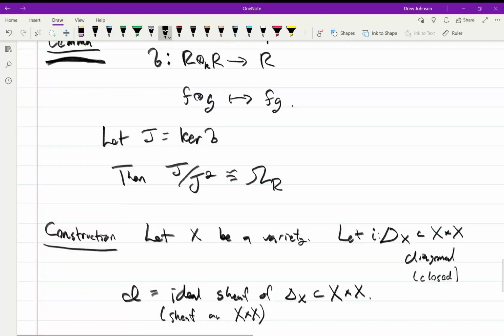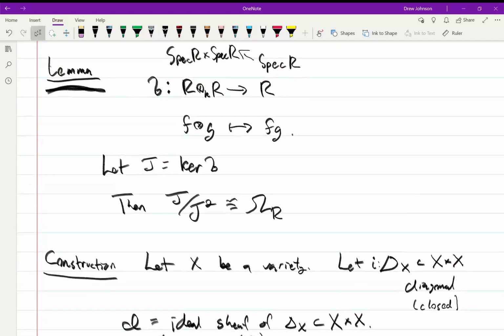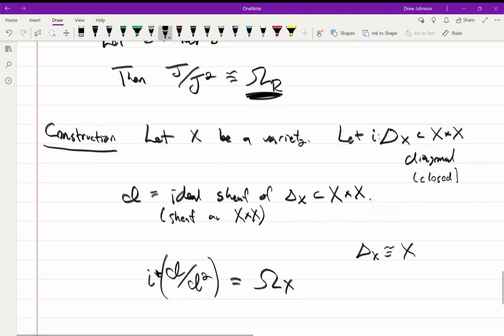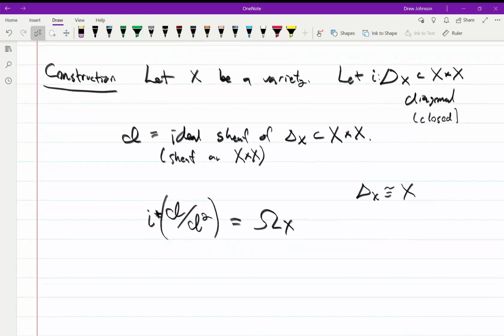Okay, so we have this global description here. If you restrict to any affine set, it reduces to this thing here, which the lemma, which we didn't prove, shows is isomorphic to omega R, which is our original definition of differentials that we liked, that we could get our hands on and work with. Okay, so that's how you do it for general varieties. Okay, and then just as before, this is going to be called the cotangent sheaf.